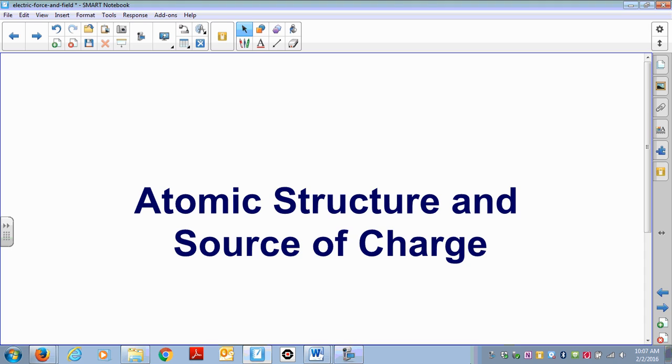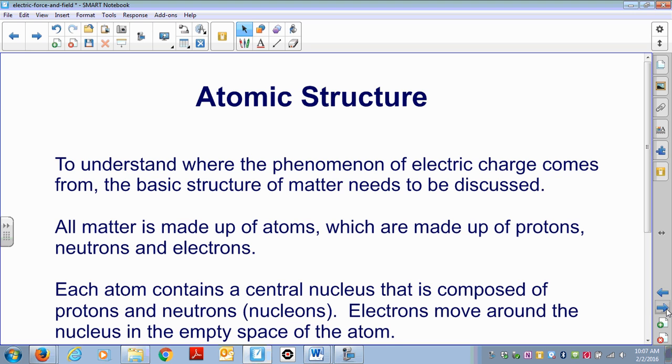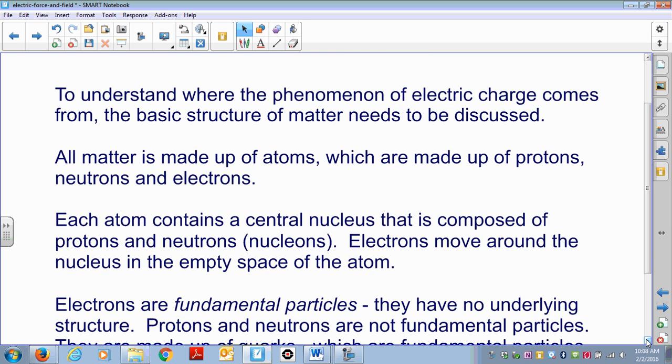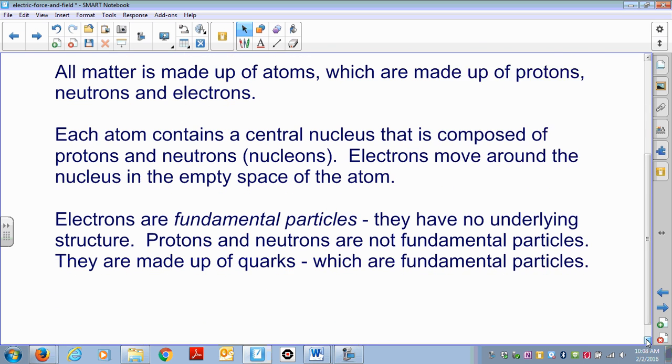In this video, we'll talk about atomic structure and the source of charge. To understand where the phenomenon of electric charge comes from, the basic structure of matter needs to be discussed. All matter is made up of atoms, which are made up of protons, neutrons, and electrons. Each atom contains a central nucleus that is composed of protons and neutrons. We call them nucleons. Electrons move around the nucleus in the empty space of the atom.